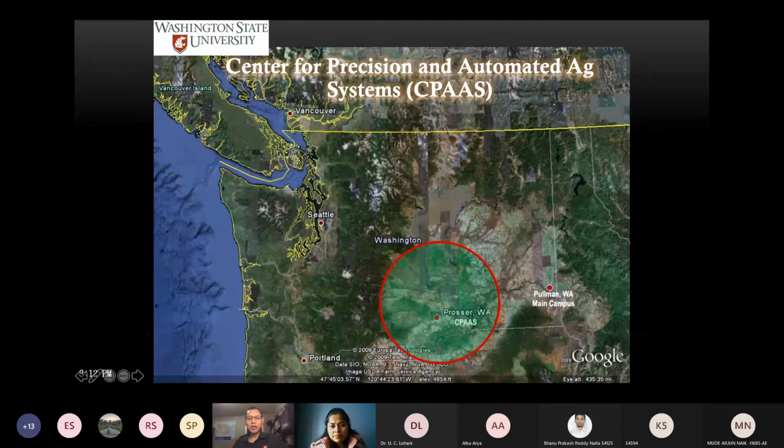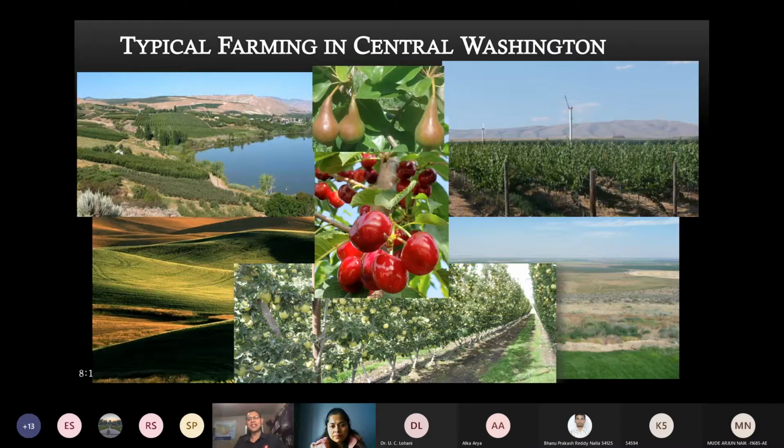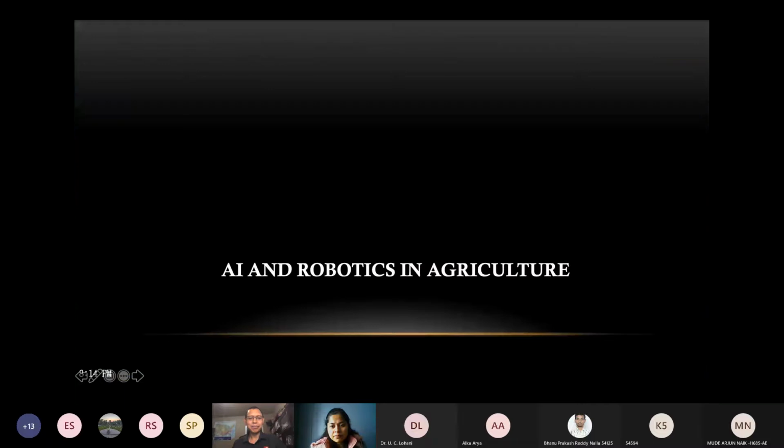We're about 3 hours away driving distance from Seattle and about 2 hours away from Pullman, Washington, which is the main university campus for Washington State University. As I mentioned earlier, these are some of the important crops for the state: apples and cherries and pears and wine grapes and juice grapes and wheat and some other crops, as you can see here.